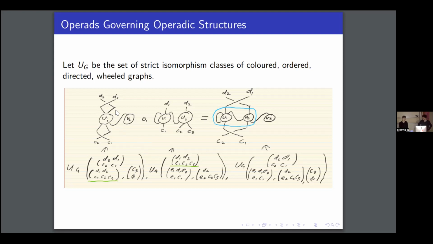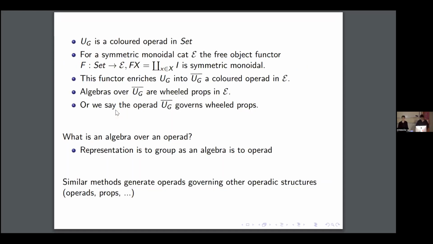I'll be a little hand wavy on the details here. But the idea is that if we flesh out this example into a full partial composition, then this defines something called a colored operad in the category of sets. And if we're interested in other symmetric monoidal categories, then we can enrich this operad in sets into an operad in other symmetric monoidal categories. And a fact I'll just claim is that algebras over this enriched operad are something called a wheeled prop in that symmetric monoidal category. I'll define what a wheeled prop is later.